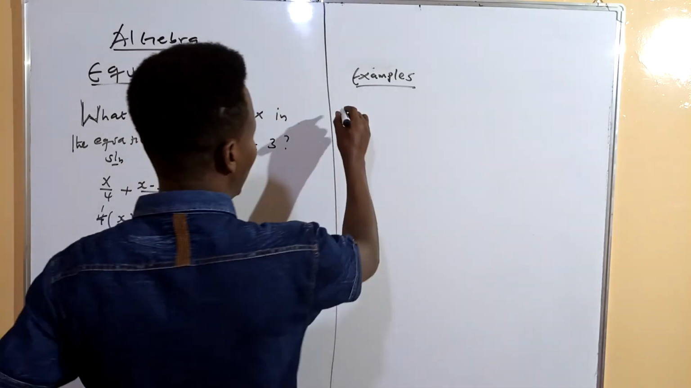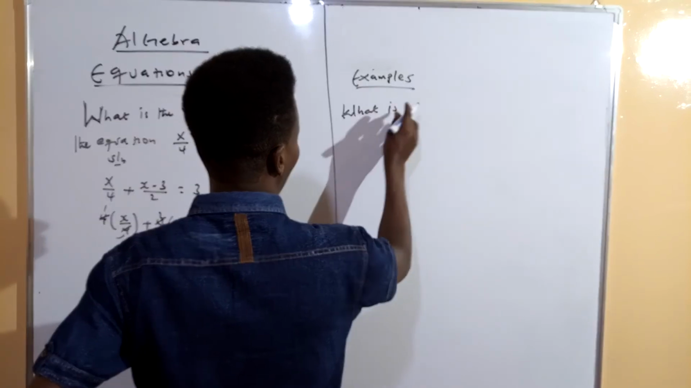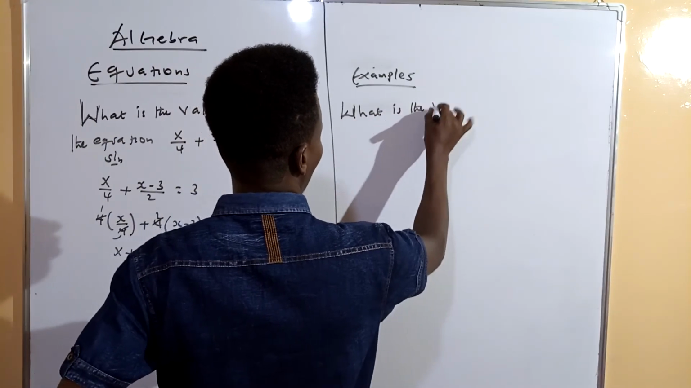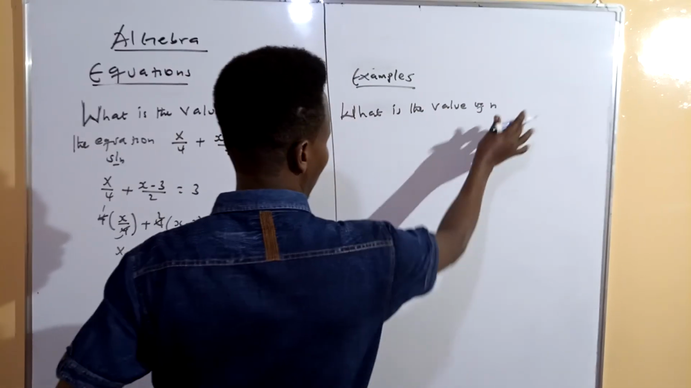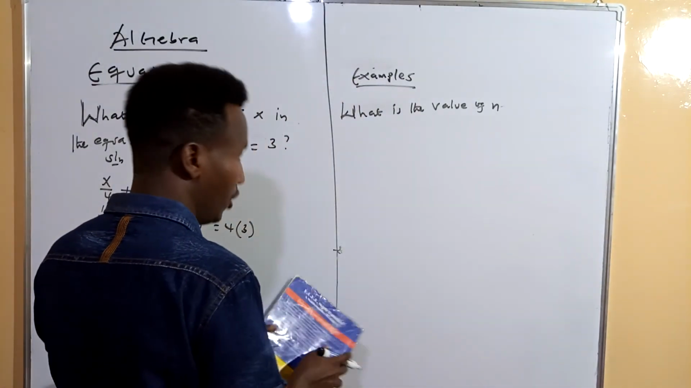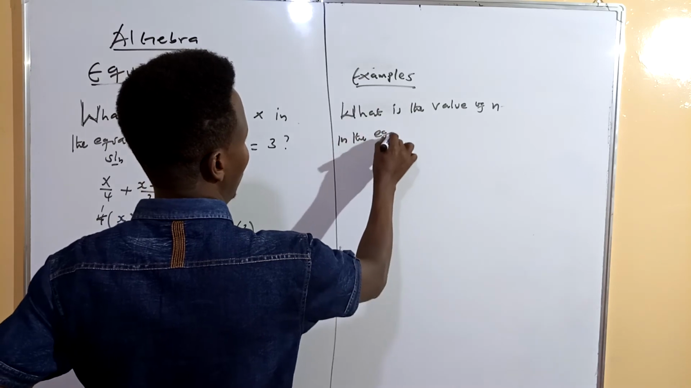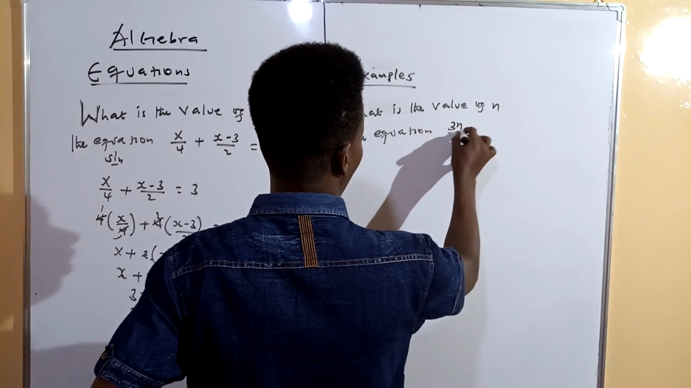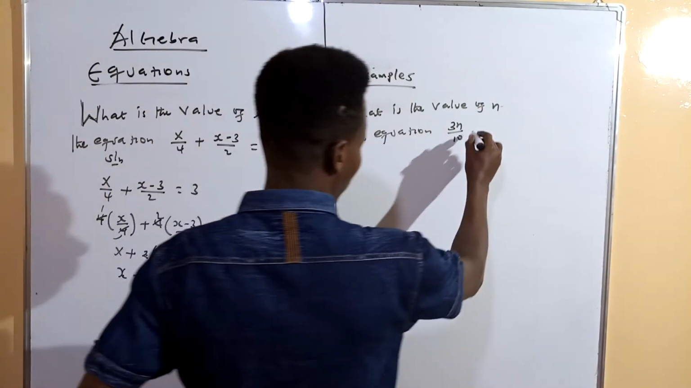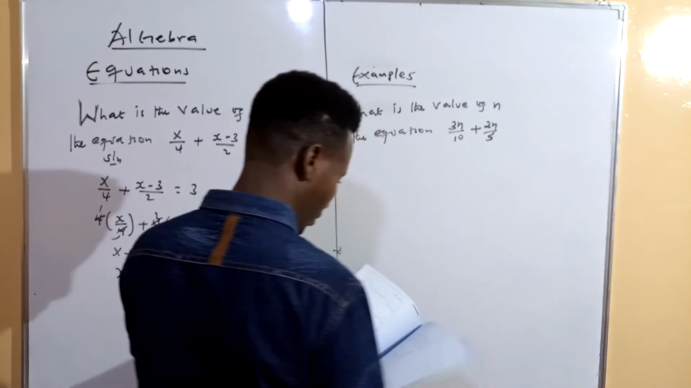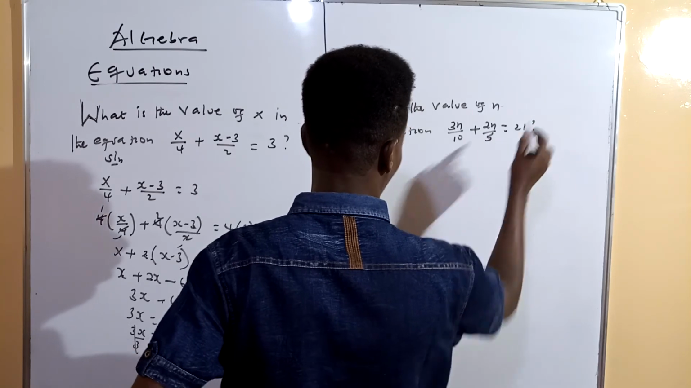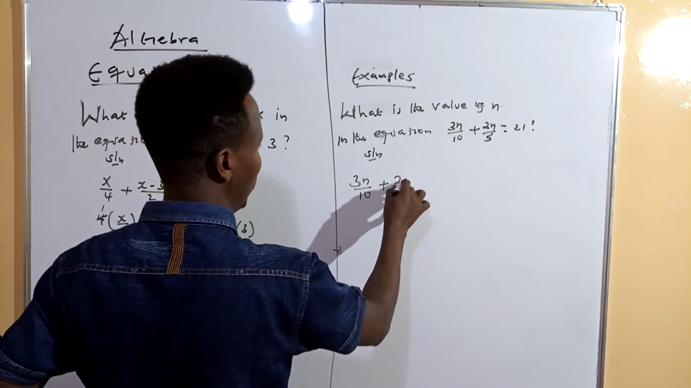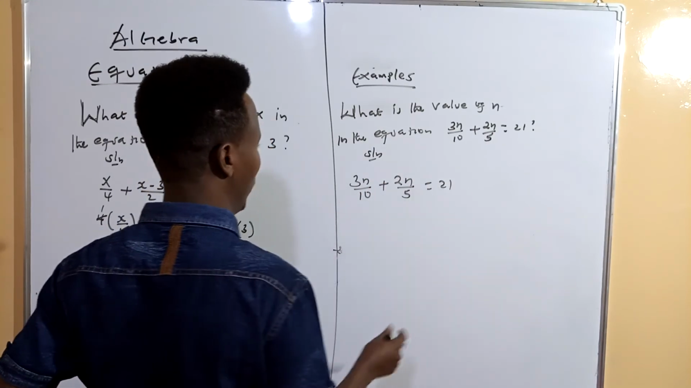We are told, what is the value of n in the equation? This is your equation: 3n over 10 plus 2n over 5 is equal to 21. So take the equation, we have 3n over 10 plus 2n over 5 is equal to 21. Get the LCM here.